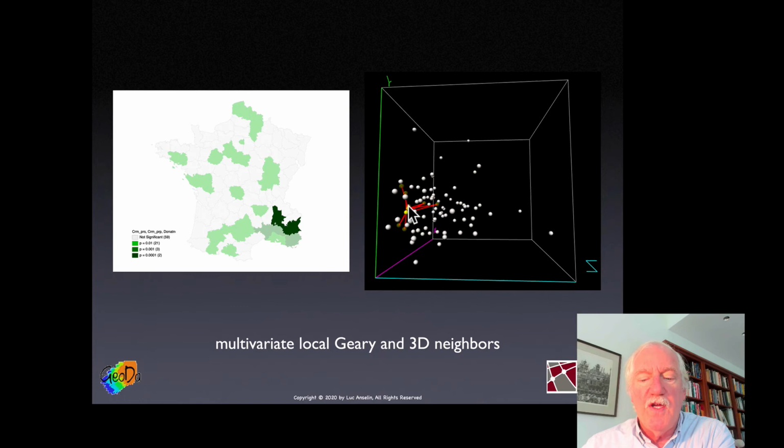And we see that some of these neighbors are close, like the two yellow ones happen to be neighbors of each other, but others are actually quite far in multi-attribute space. So this is to highlight the complexity of this measure and how it combines these distances in some kind of a summary measure. And I was really happy to see that, in fact, this multivariate local Geary picks out interesting locations where there is something going on and it's not some artifact of the calculation.